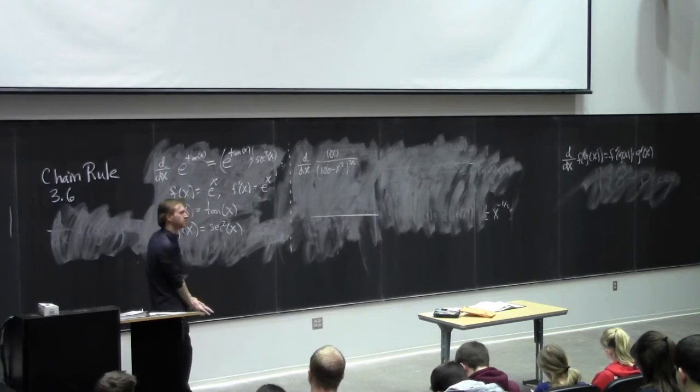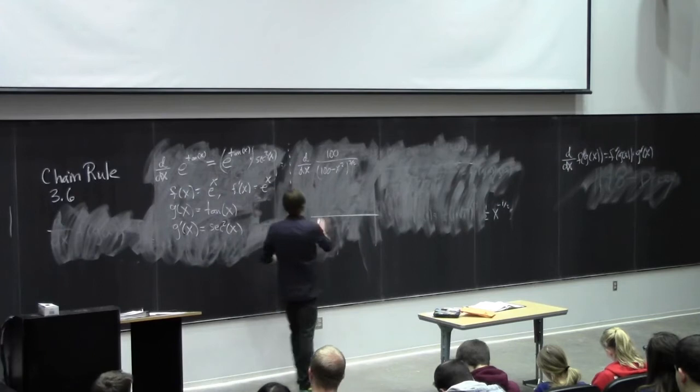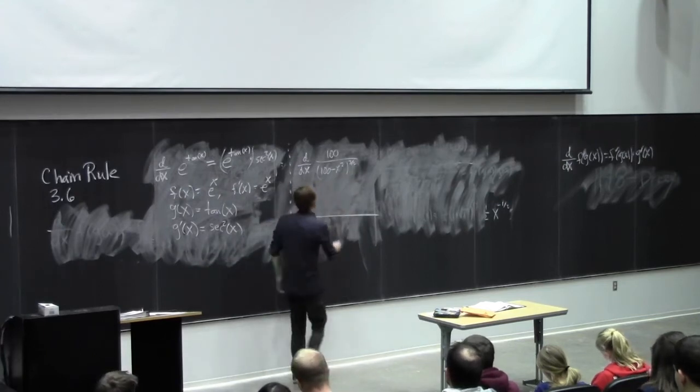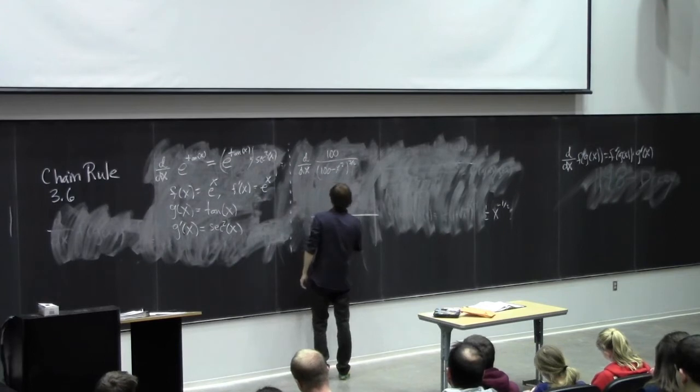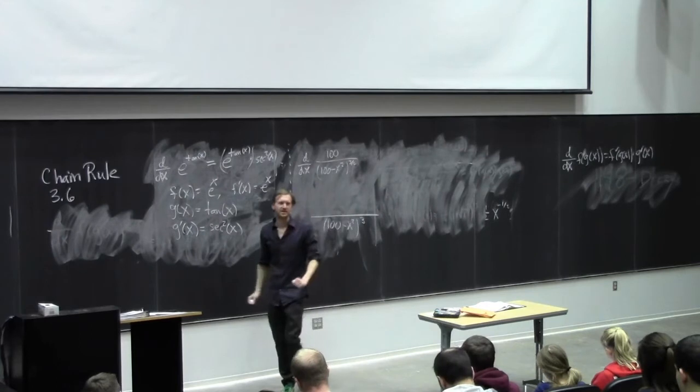So quotient rule. Always do the easiest thing first. Square the denominator. So that's what I'm going to do. And look, it's 3 over 2. When I square the denominator, I get 100 minus x squared cubed. I think I did that right.